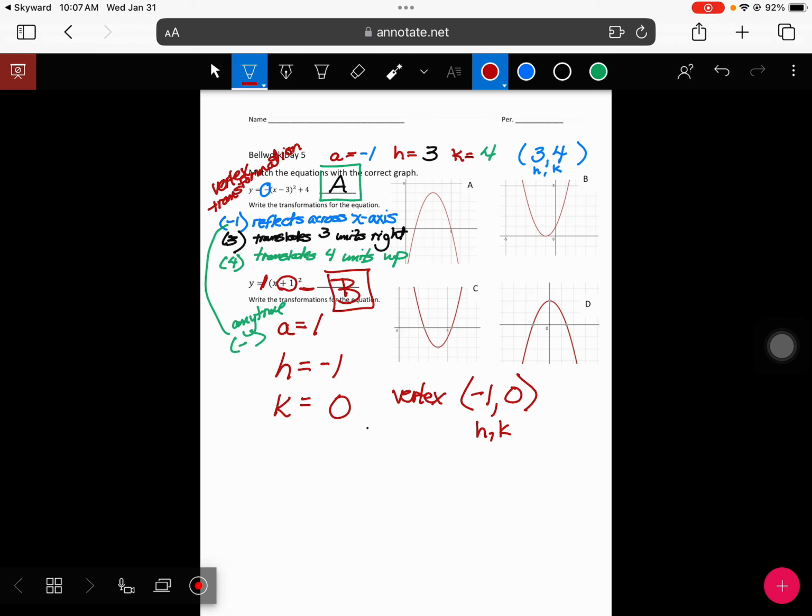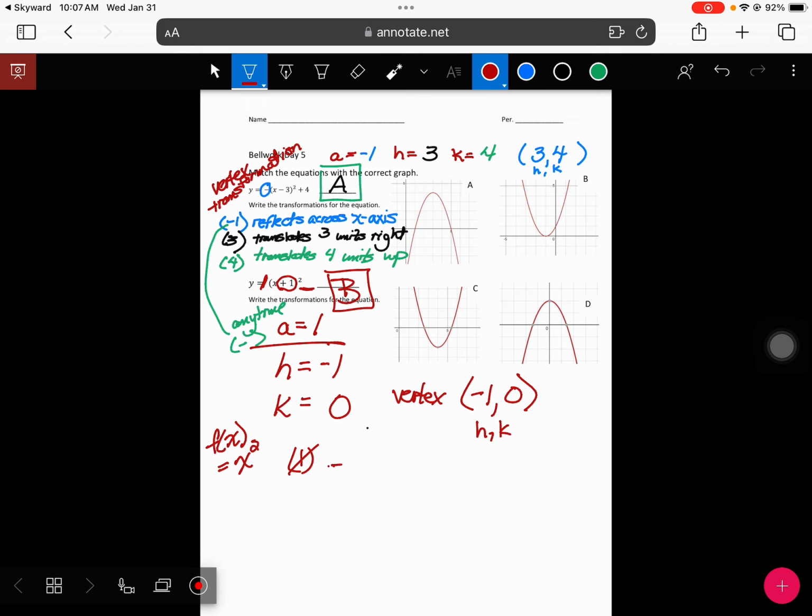All right, so vertex -1, 0, we said that is B. I need to do my transformations. If a is equal to 1, is that a change from my parent graph where I have f of x equals x squared? What's my a value for the parent graph? 1. So is that a change? No, so I don't have to write about that.